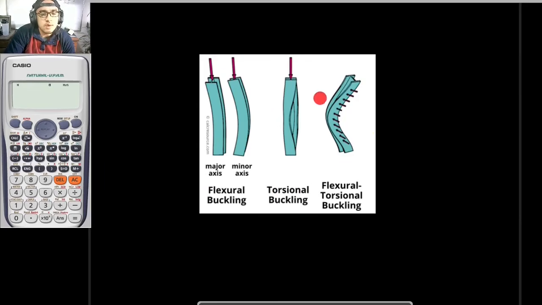So this would be its failure. Yung parang kunwari may kiliti kayo sa leeg tapos biglang may bumubulong sa inyo. So yun yung tinatawag na flexural torsional buckling.